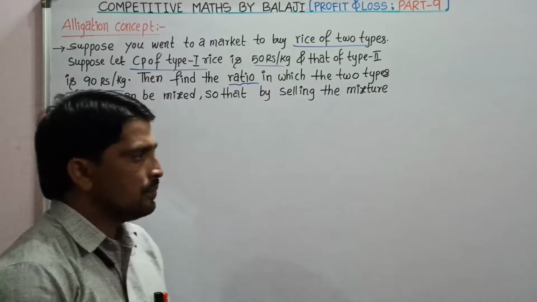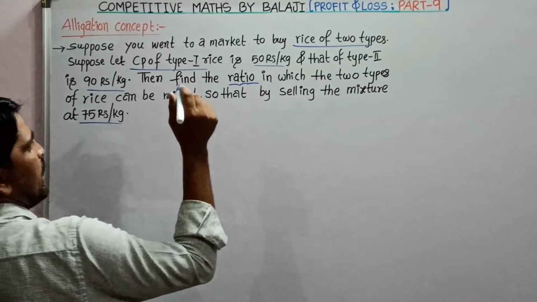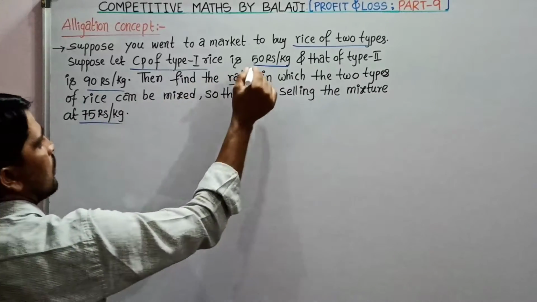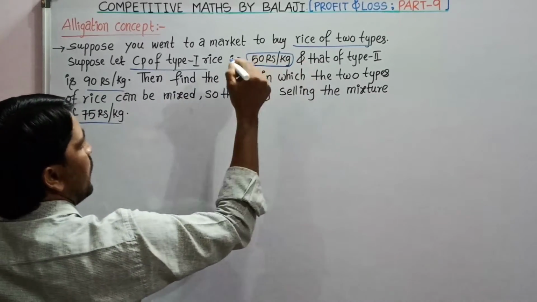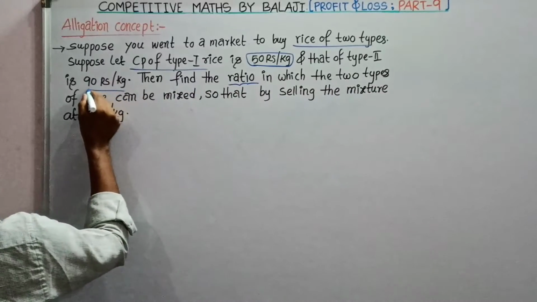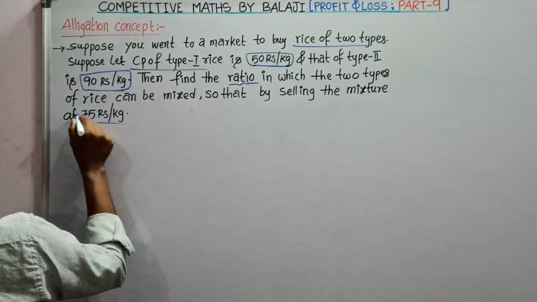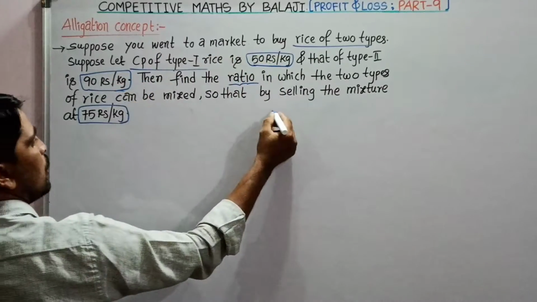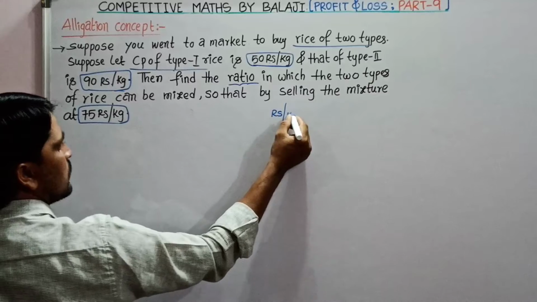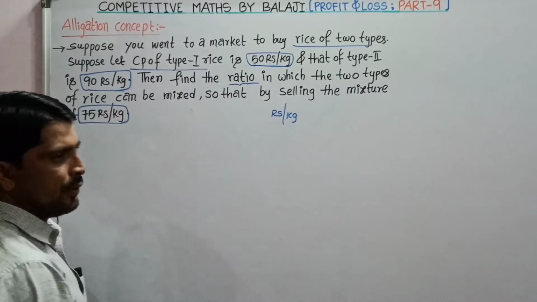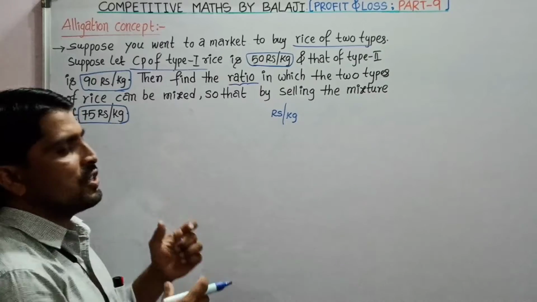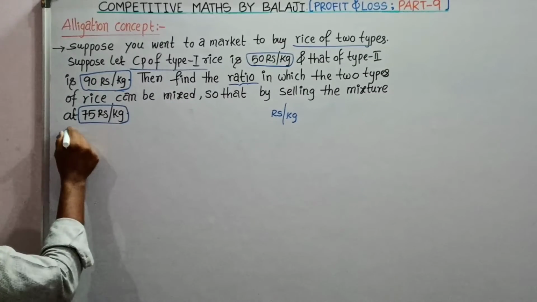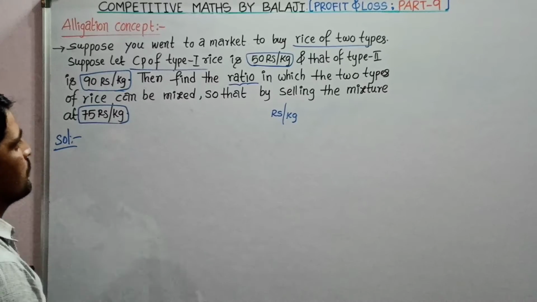Here the cost of each type of rice and the mixture are known as entities. Since the three entities have units of rupees per kg, in such types of questions we can use the allegation method. Let us see the actual procedure.